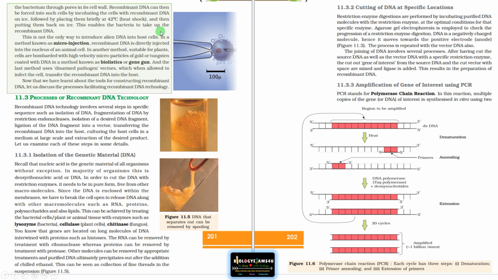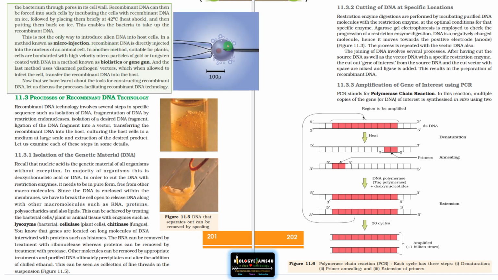Then there is the heat shock mechanism. As you see, recombinant DNA is forced in by incubating cells in ice, followed by heat shock at 42 degrees Celsius, and quickly putting them back on ice. This enables bacteria to take up DNA. So this is one method, the heat shock mechanism. The first one is calcium ion treatment. Then the third one is microinjection.